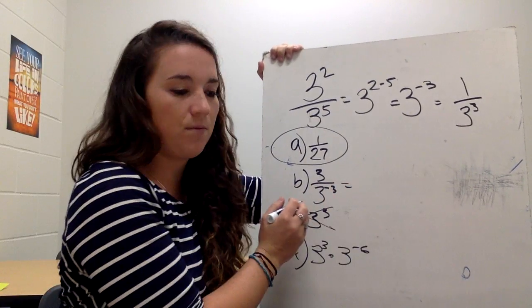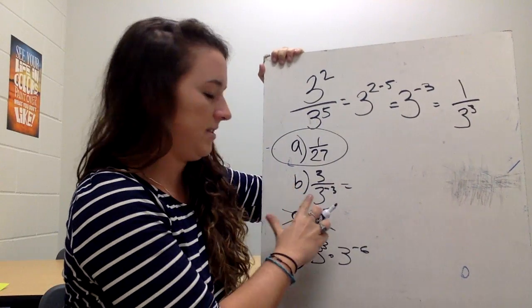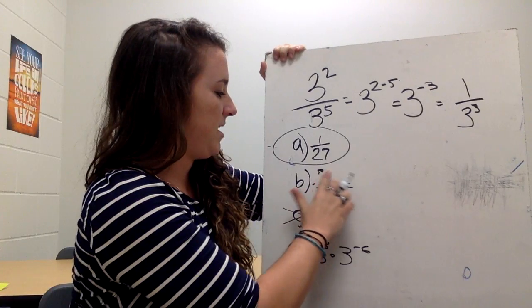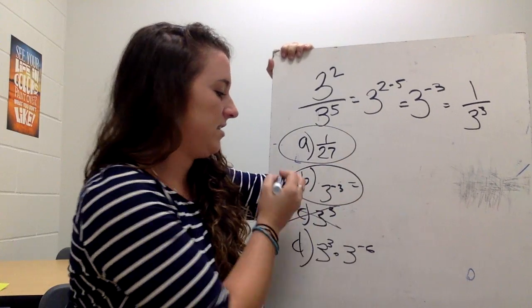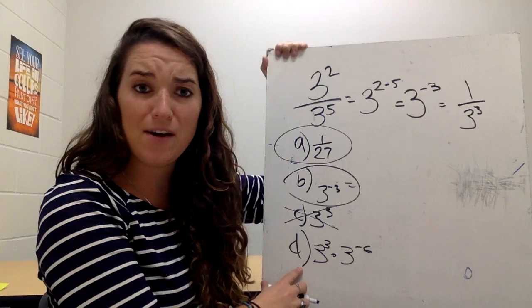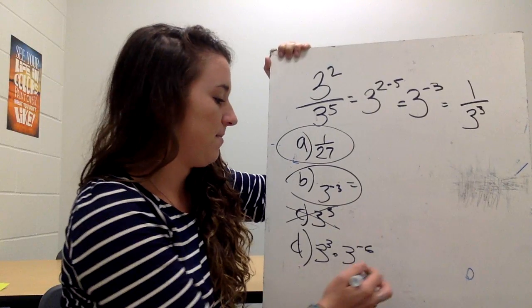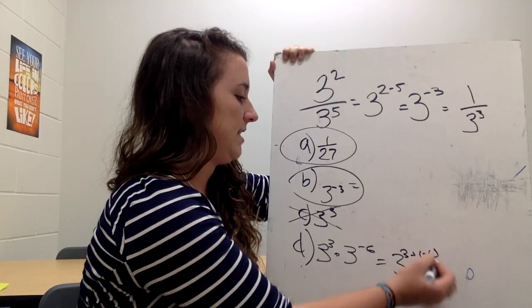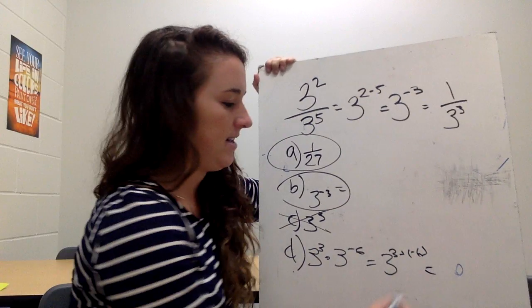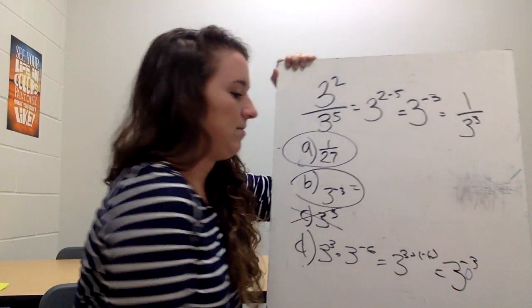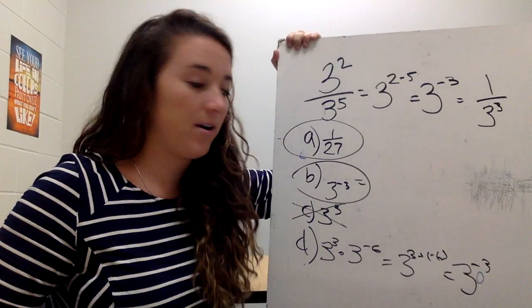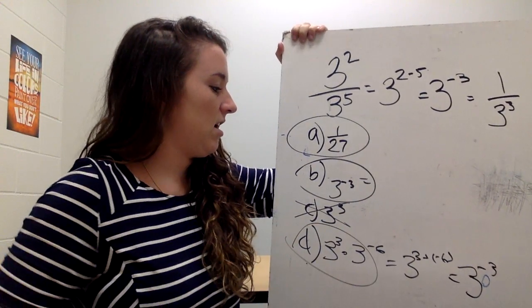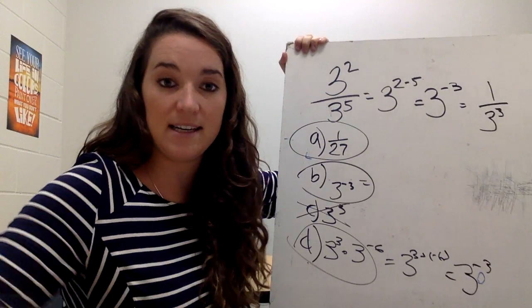For B, 3 on top is the same. Oh, this is not what B is. For B, it's just 3 to the negative third power, which is correct. And for D, we are multiplying. What do we do when we are multiplying? We add our exponents. 3 plus negative 6 equals what? Negative 3. So this is 3 to the negative third power. So our answers are A, B, and D.